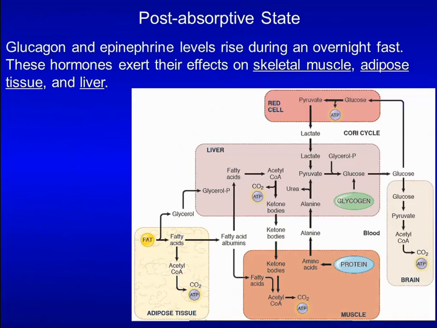During an overnight fast, glucagon and epinephrine levels rise, and they act on skeletal muscle, adipose tissue, and the liver. In the liver, glucagon and epinephrine stimulate glycogen degradation. Glucagon also stimulates gluconeogenesis.